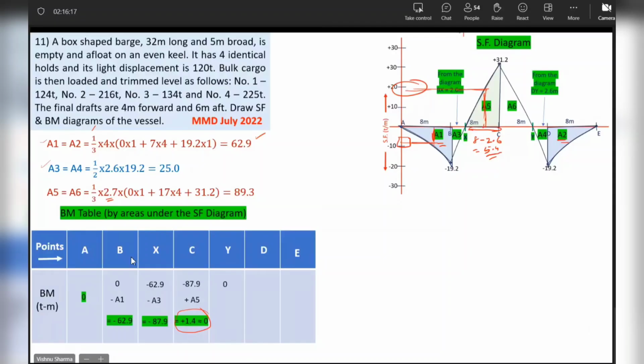I carry forward this 0 now, and then I have area A6. This should have been area A6, guys, but A5 and A6 are same, so no problem. This will be plus 89.3. We carry forward this 89.3, and then we have minus area A4. A4 is 25, which leaves you with 64.3.